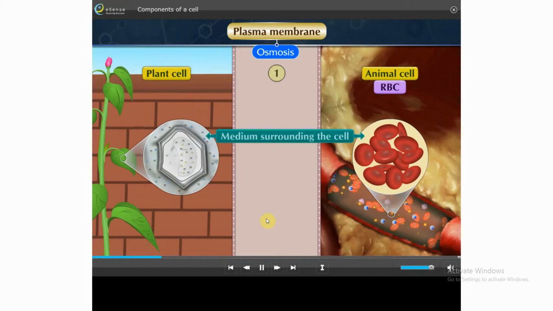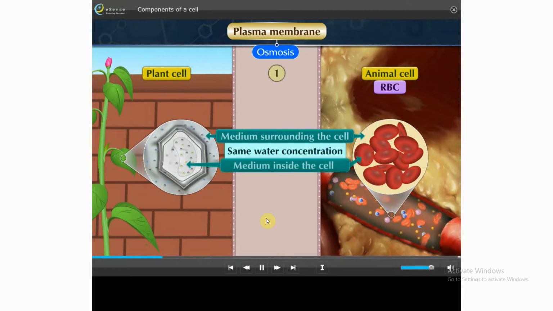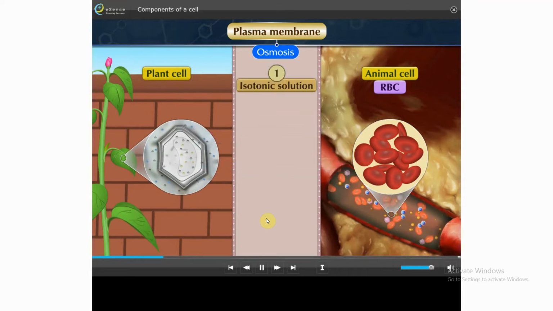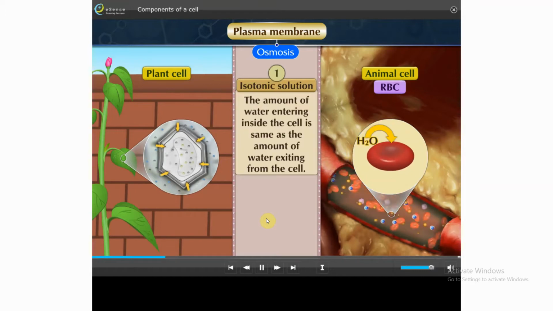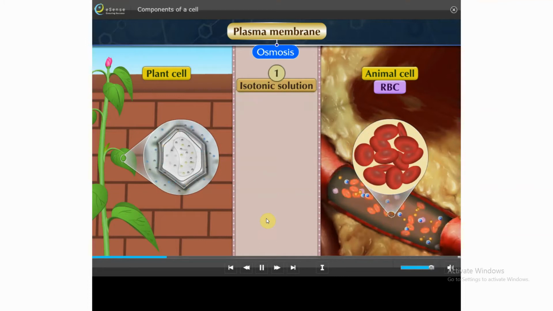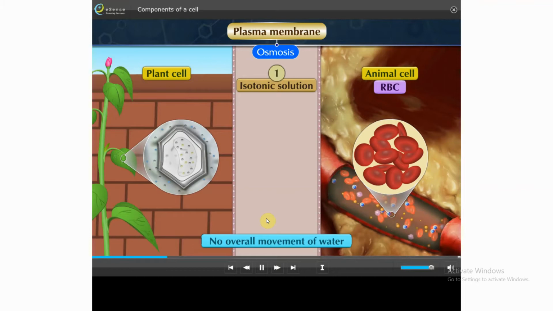When the medium surrounding the cell has the same water concentration as that inside the cell, then such a solution is called isotonic solution. When a cell is placed in isotonic solution, water travels through the cell membrane in both directions. The amount of water entering the cell is the same as the amount of water exiting from the cell. Thus, there is no overall movement of water and no significant change in the size of the cell is observed.